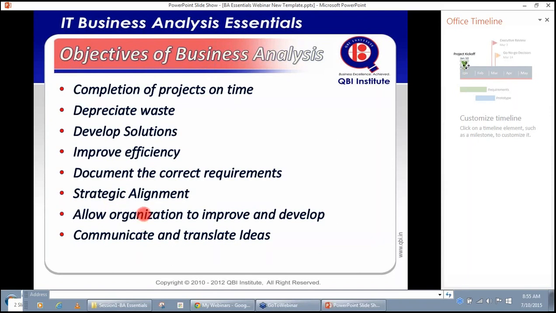Allow organizations to improve and develop, communicate and translate ideas. So you see, a business analyst is in the business of communication. So communication, translation of collected ideas or collected requirements into right activities is all what you do.